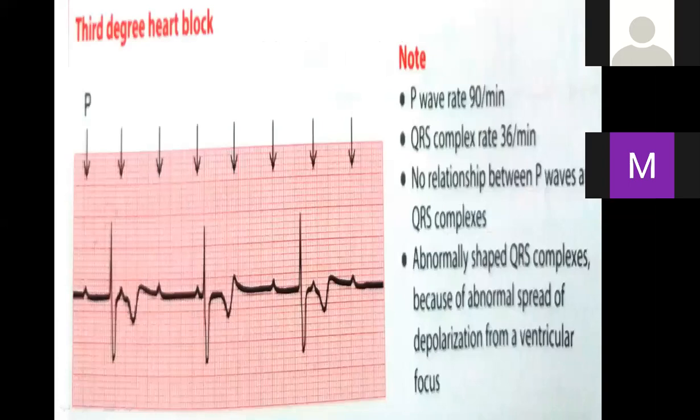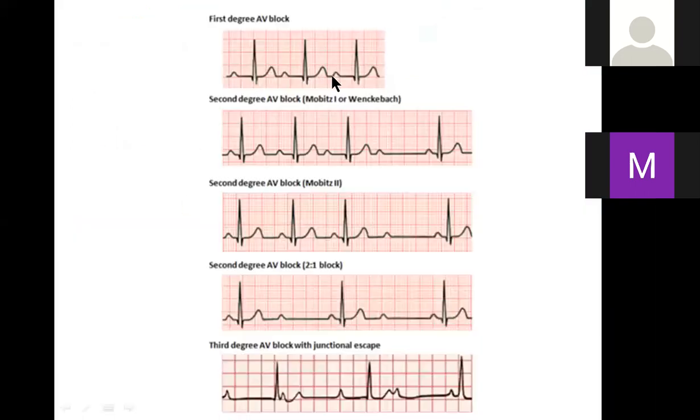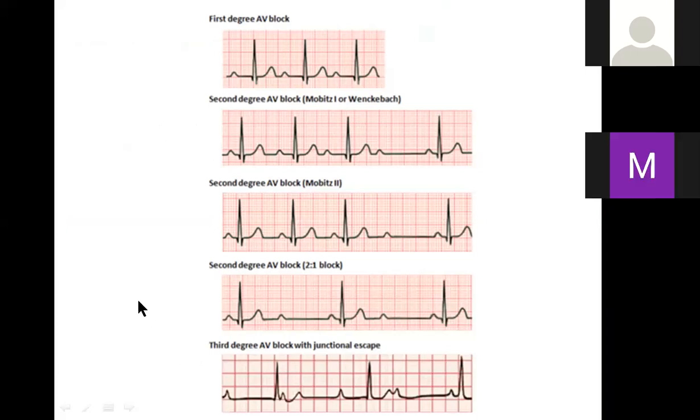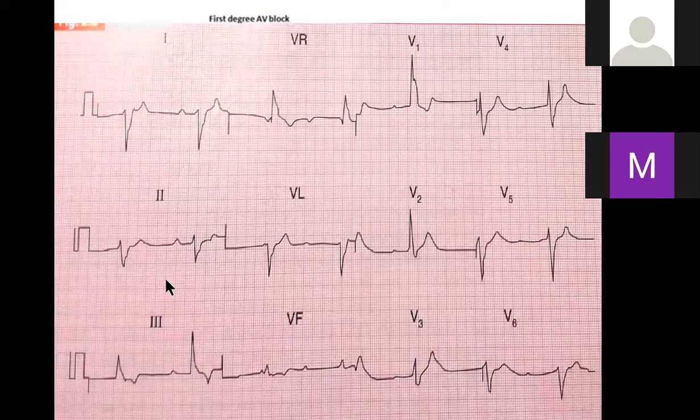Friends, third degree heart block. Very good. So you can see first degree heart block, and second degree heart block with two types, Mobitz 1 and Mobitz 2. Wenckebach phenomenon is Mobitz 1. Mobitz 2 is sudden dropping, and then the third degree heart block. Okay. So friends, what is the diagnosis in this? Third degree heart block. Very good.